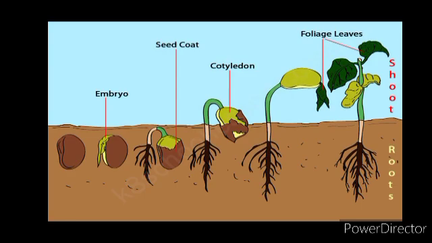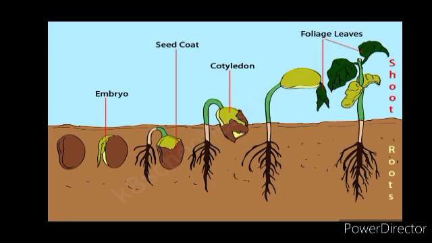A thin outer covering of the seed is called the seed coat, and under the seed coat there are two seed leaves. These are called cotyledons, and between the cotyledons you will see the baby plant called the embryo. The seed coat protects the seed, and the embryo grows into a new plant.